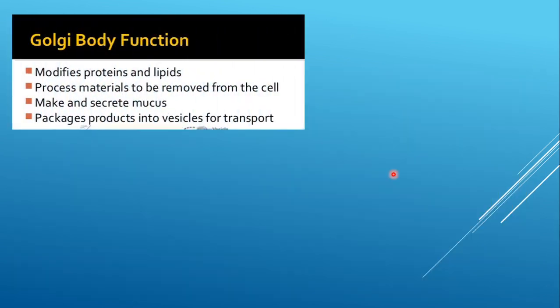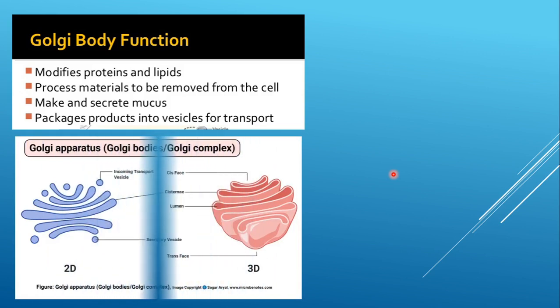Now the function, as I have already mentioned: it modifies proteins and lipids, and processes materials to be removed from the cell. If anything has to be removed, that processing is also done in the Golgi bodies. It secretes mucus and other enzymes and hormones, everything, for transportation.